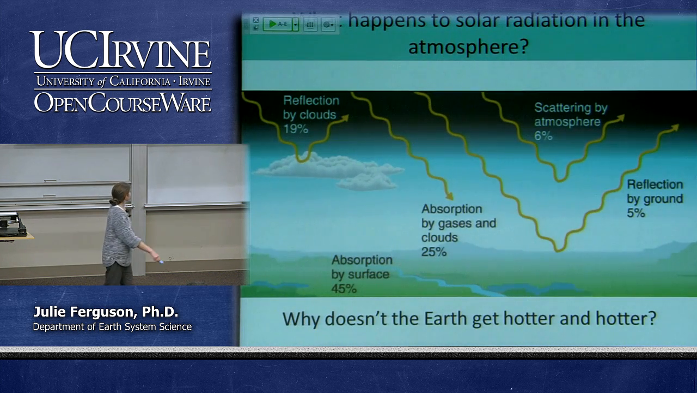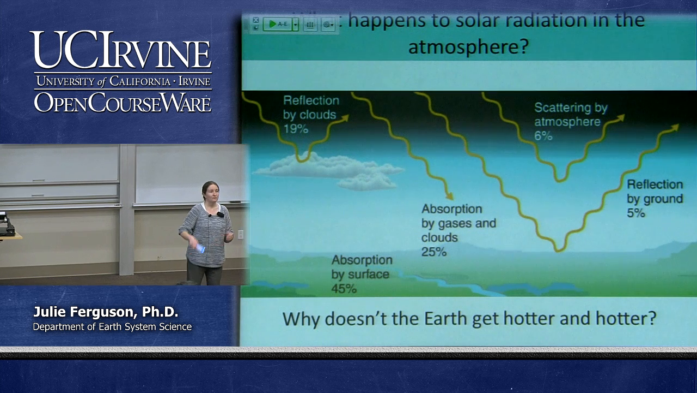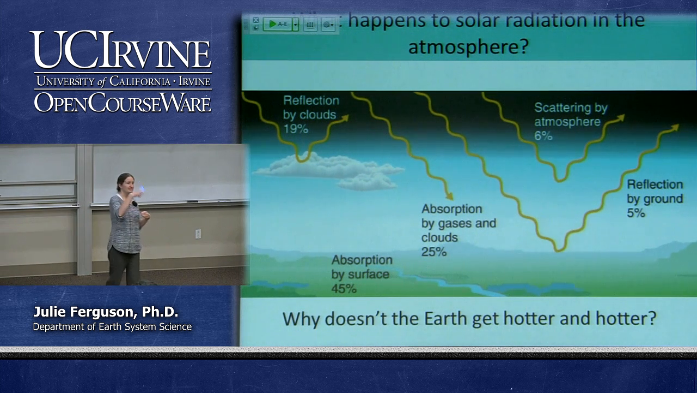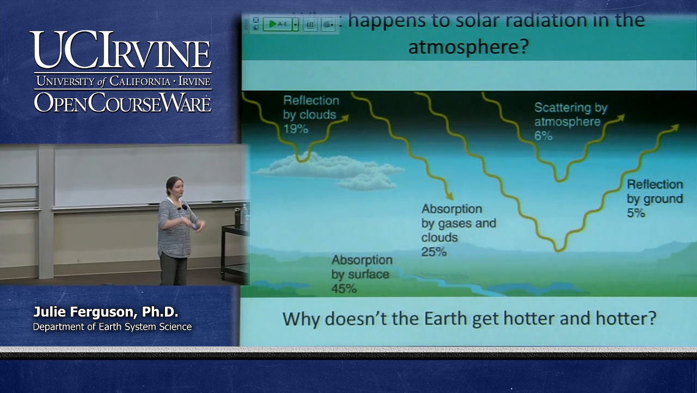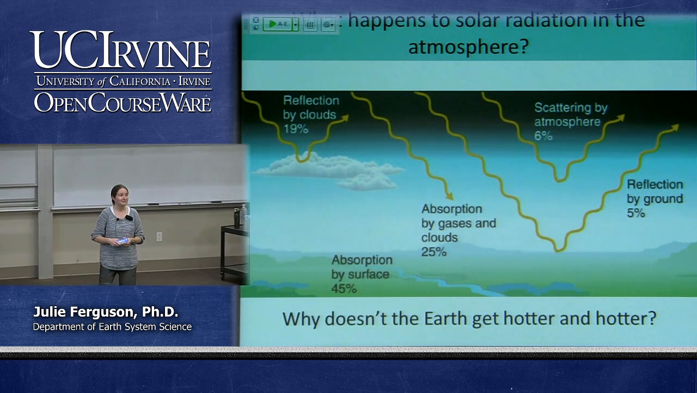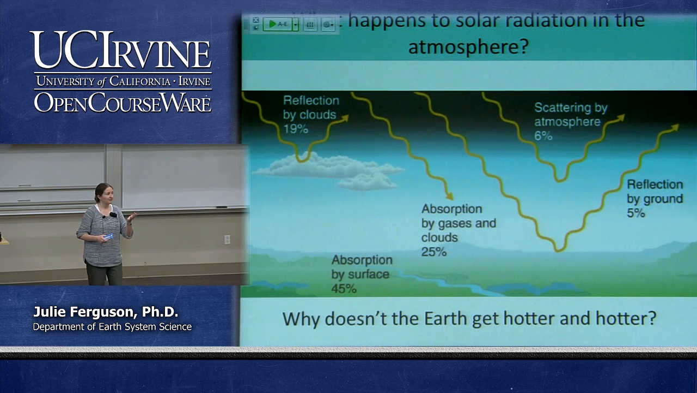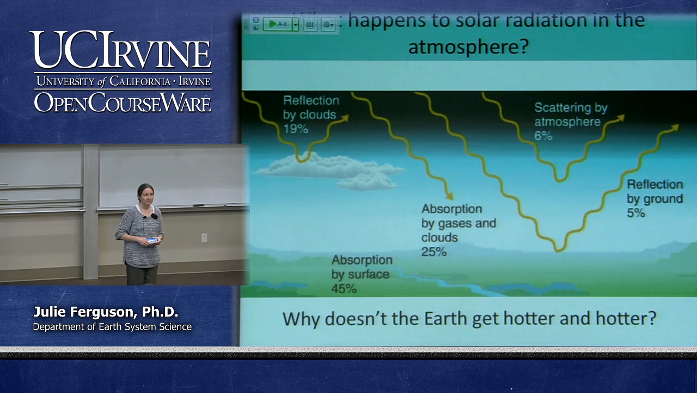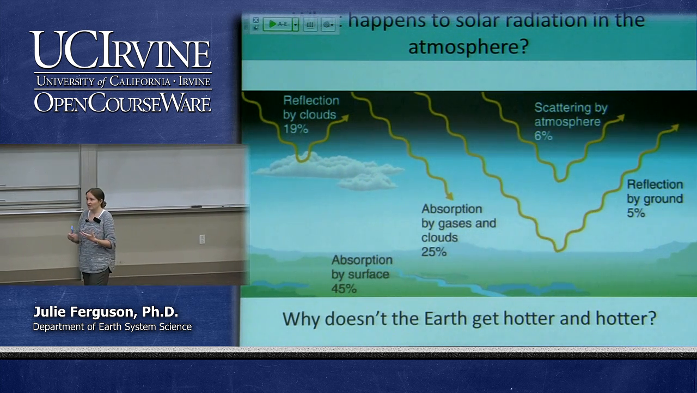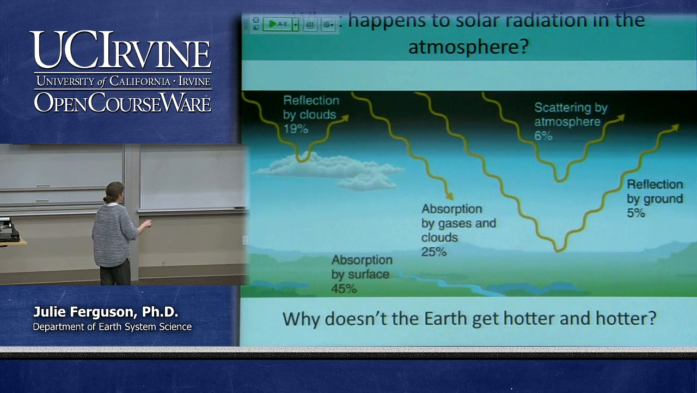So I said that we're reflecting back a certain amount and scattering away a certain amount. But we're also absorbing 70%, which is actually a lot of energy, right? And so why doesn't the Earth get hotter and hotter and boil off our oceans and disintegrate? It's because of that thing we said before: anything above absolute zero also emits energy. And because the Earth also has a temperature, it will emit energy.